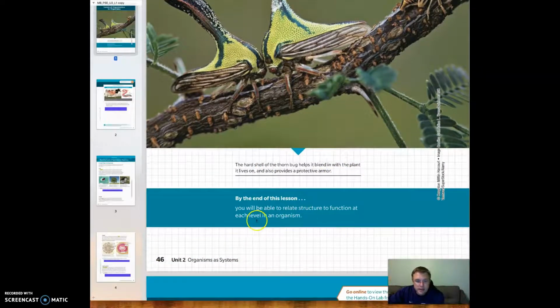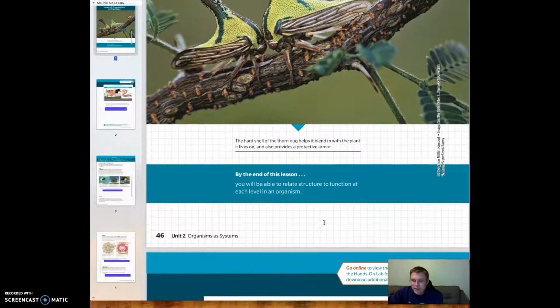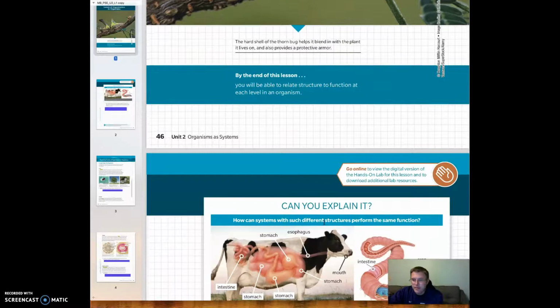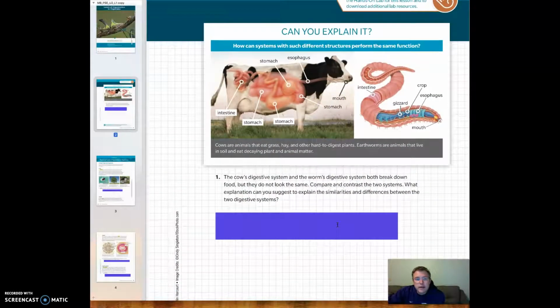And then by the end of the lesson, you'll be able to relate the structure to function at each level in the organism. So that's kind of the main thing that we're looking at here, just the levels of organization in all living things and all of these organisms that we can see here. And the first question that we have here, this "Can you explain it?", is looking at a comparison between a cow and an earthworm and looking at their digestive system.